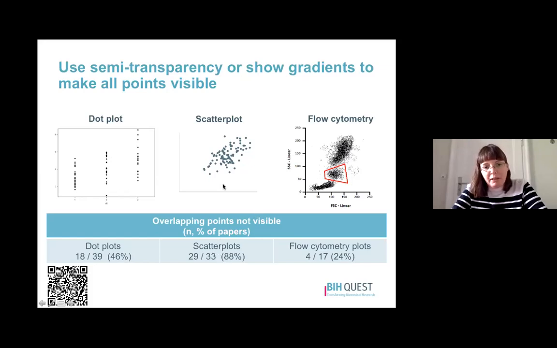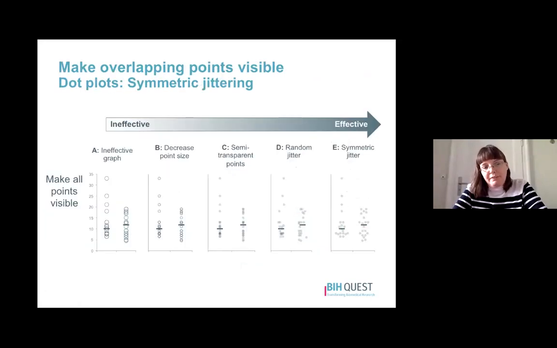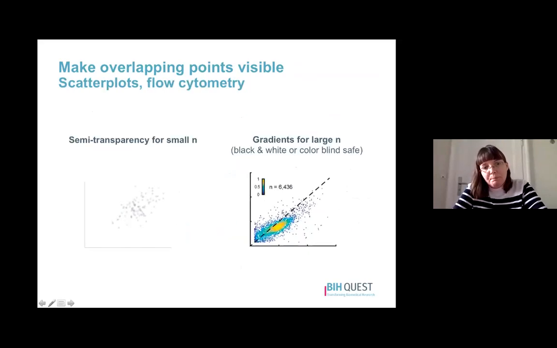With the scatter plots, we saw problems with overlapping data points in 88% of them. And with flow cytometry plots, which are just a very dense type of scatter plot produced by a flow cytometer, we found this problem in 1/4 of papers with flow cytometry plots. So how do we fix these? For dot plots, we've already talked about the solution, semi-transparent jittering, and semi-transparent data points, also make sure that all of your data points are visible.